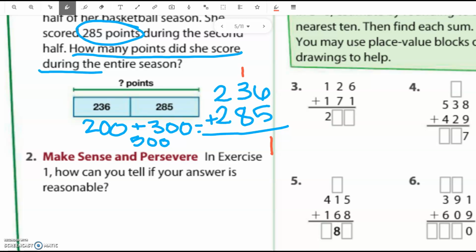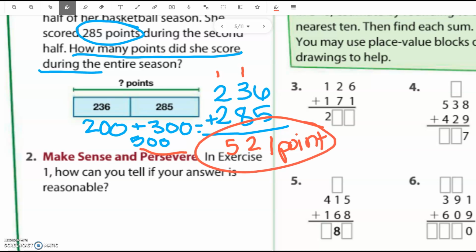Then I can add 1 plus 3 is 4. 4 plus 8 is 12. Carry the one next door, drop the other one on the floor. 1 plus 2 is 3. 3 plus 2 is 5. I'm close to 500. This is 521. So I'm going to say that I added correctly. That is my check by checking with my estimate. We are not going to do number 2.